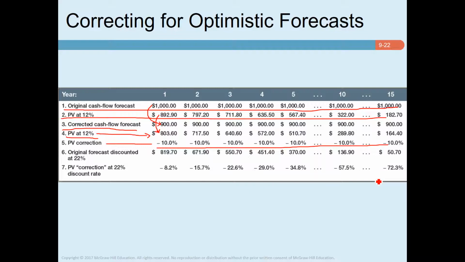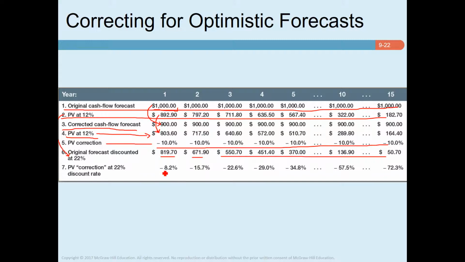Now, if you think the other way, that since the project cash flows are too optimistic, let's increase our discount rate by 10%, what happens? Previously our discount rate was 12%. Now we increase this to 22% and discount the original cash flow, which is 1,000, by 22%. We get 819, 671, and so on.